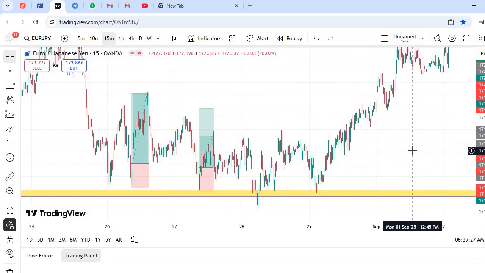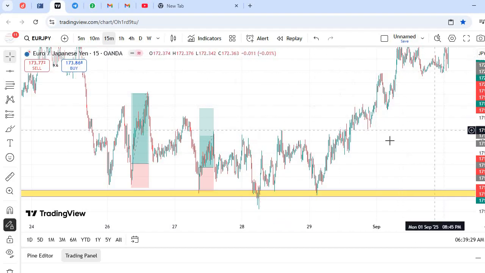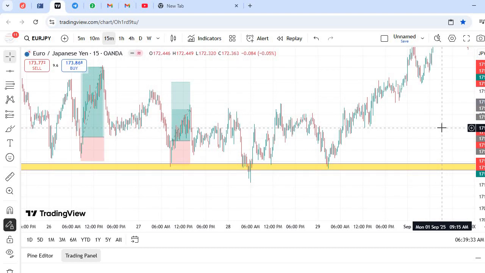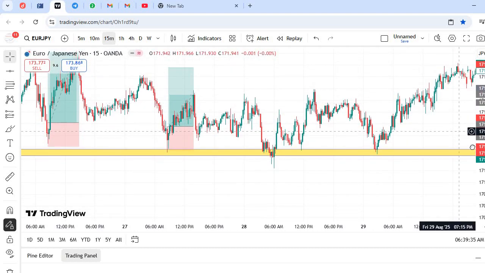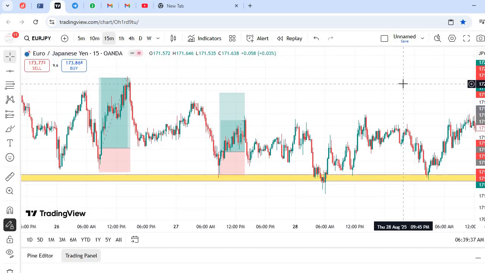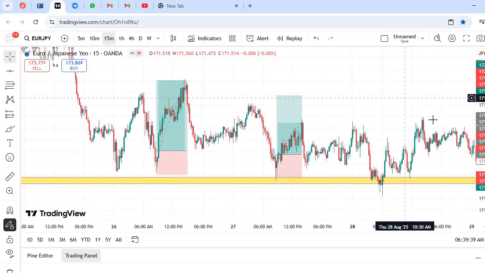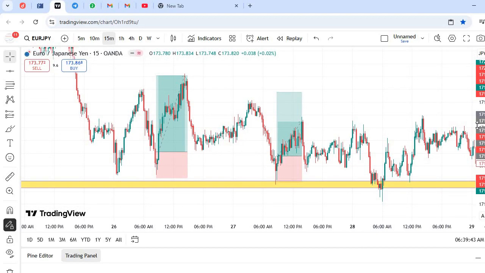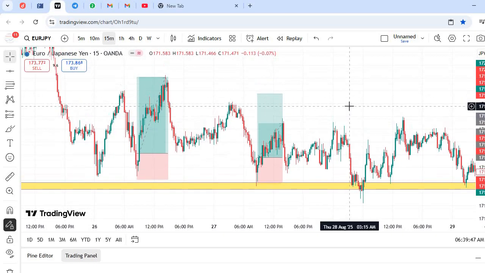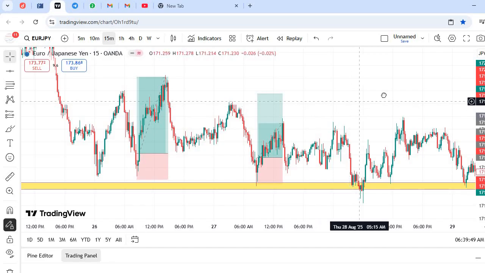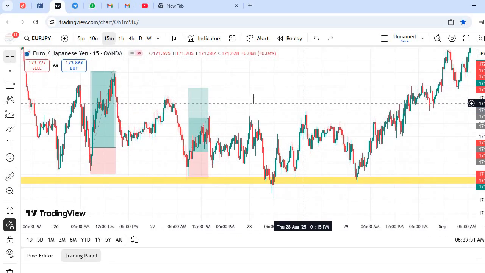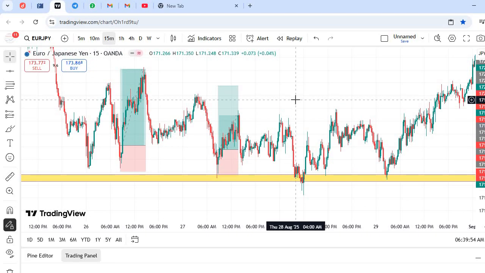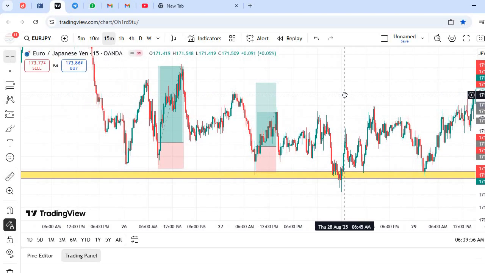You understand? From the higher time frame, determine the trend, and you spot out your levels. Then you come down to your 15 minutes or your 1 hour. Then you'll be able to spot where you are going to take your entry from. Understand? You'll be able to spot where you are now going to take your entry from.